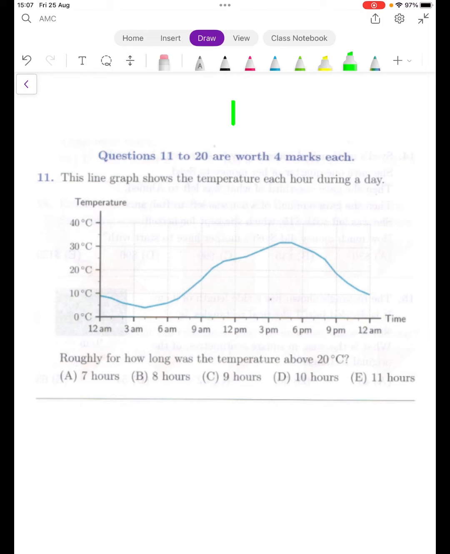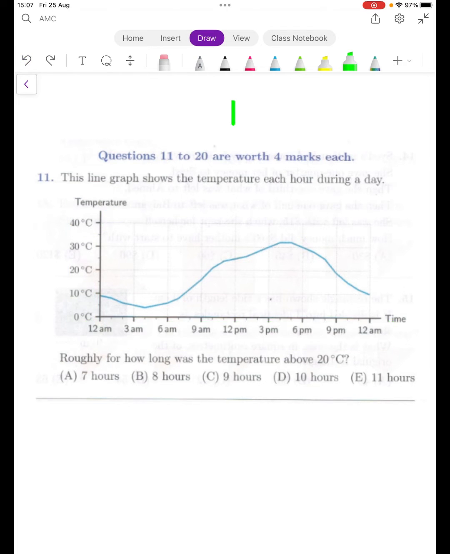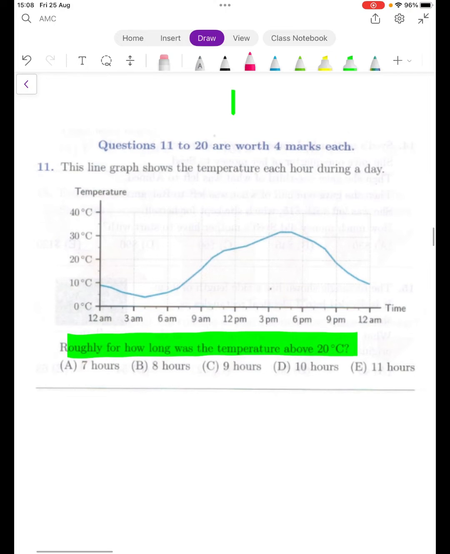Let's read the question. This line graph shows the temperature each hour during a day. We can see the times are here, and we can see the temperature is along the y-axis. All right, let's read the question. Roughly, for how long was the temperature above 20 degrees Celsius? Now, if we look closely, 20 degrees Celsius is here, and we are looking for how many hours the temperature was above 20. So let me mark it on the graph.